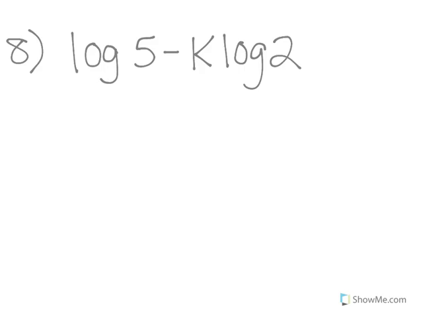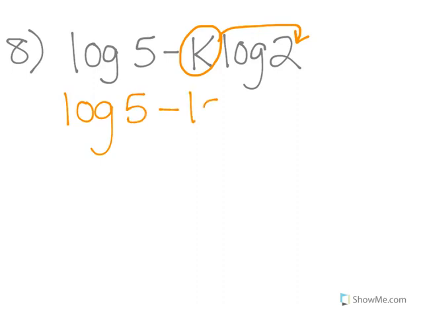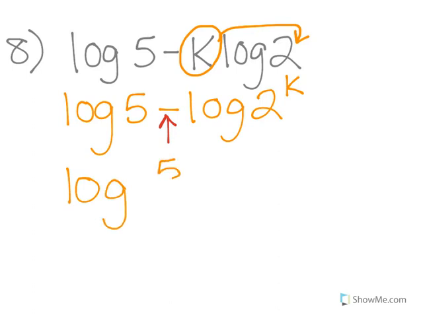Go ahead and try number 8. So the first thing I noticed is that there's this coefficient, or in this case a variable, in front of our log. So this is going to fly. Alright, so we have log of 5 minus log of 2 to the k. This minus sign right here tells me we're going to do the quotient rule. So my final answer is going to be log of 5 divided by 2 to the k.